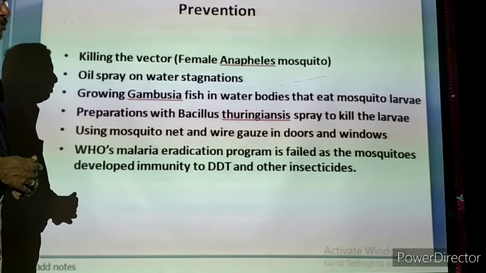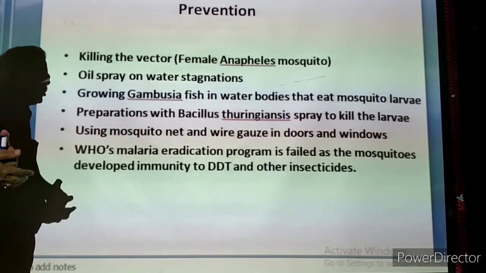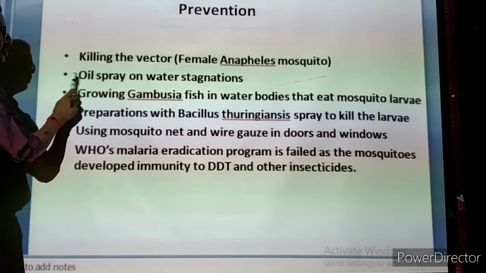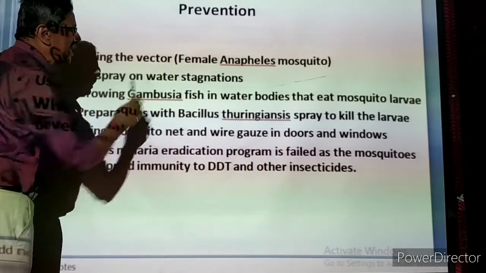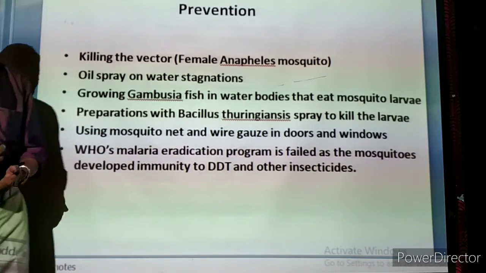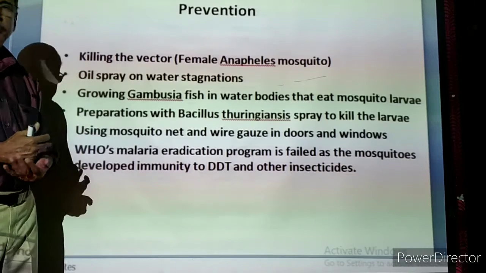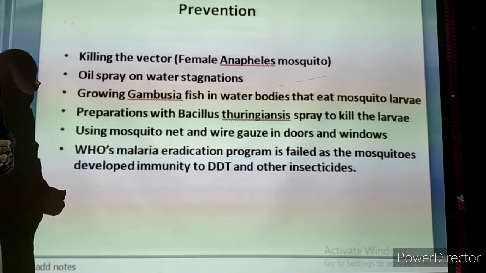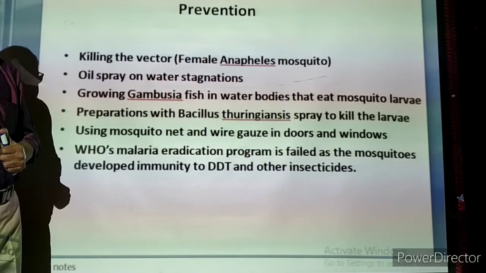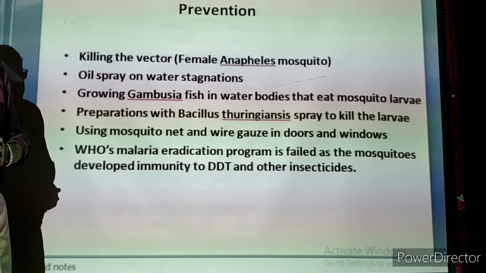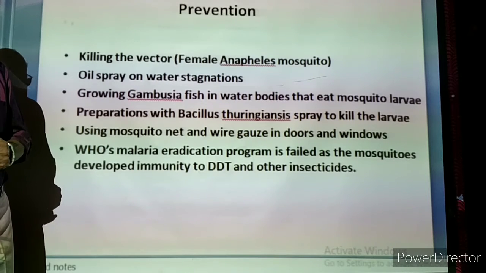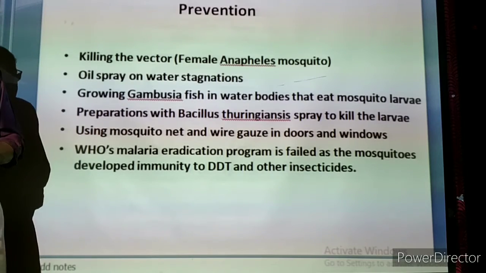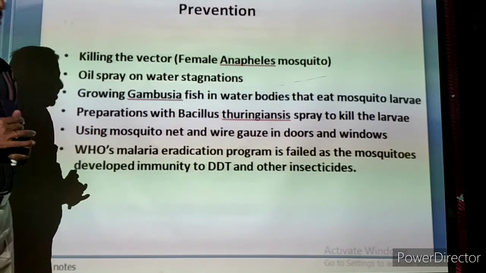There are so many ways. We can spray insecticides. We can use a mosquito net like that. Then how do we kill the vector? Oil spray on water stagnations. In our surroundings, in some places water will be stagnating, at the sides of the road, in the ditches and other places. Usually the mosquitoes lay eggs in water. The eggs are converted into larvae in water. The larvae will develop into mosquito and the mosquito will come to the air. This is the actual process.